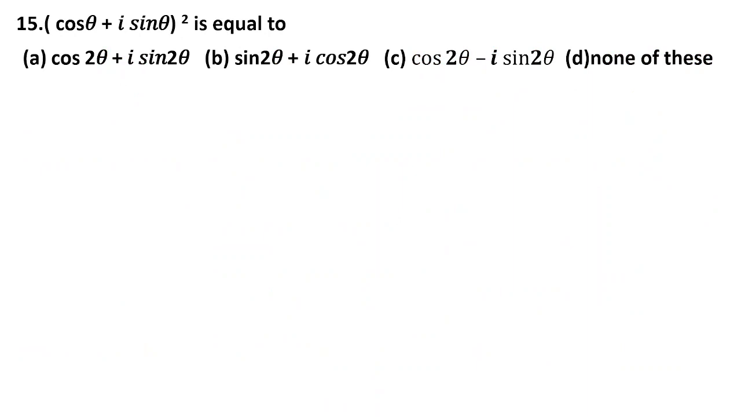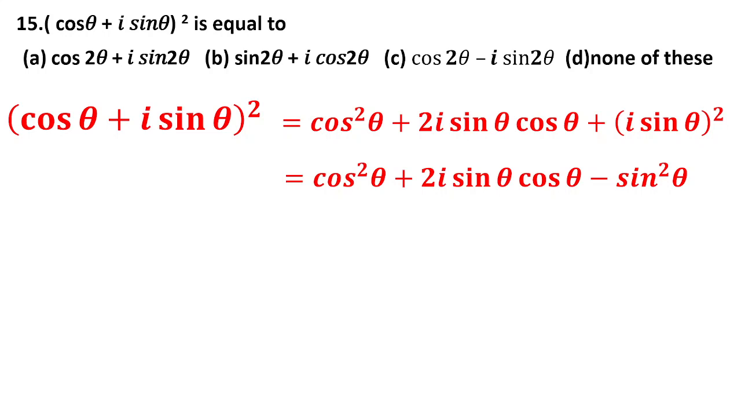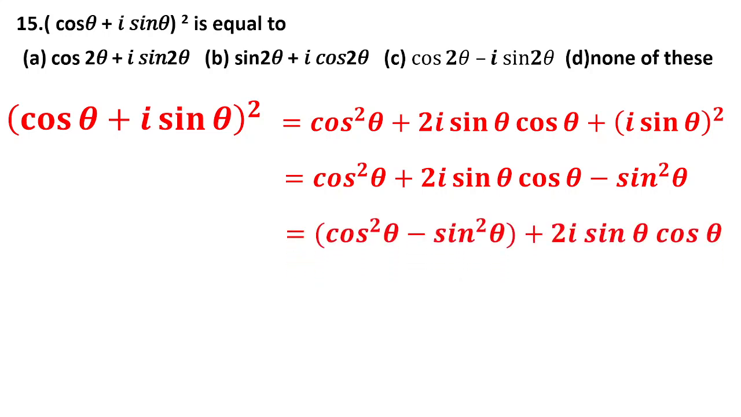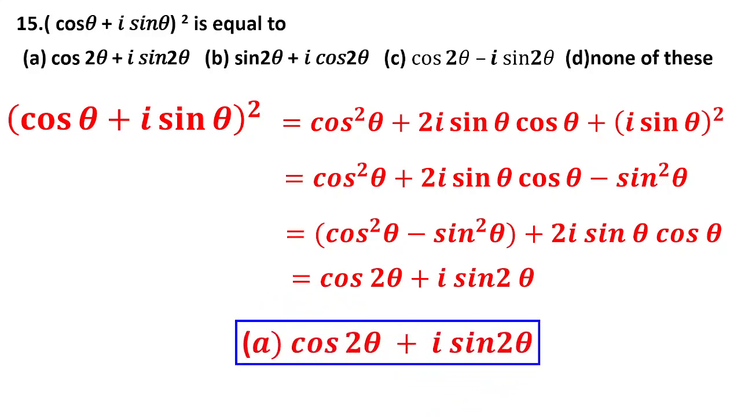Question 15. We have to expand cos theta plus i sin theta whole square. Let us make use of the formula of a plus b whole square, a square plus 2ab plus b square. I square is minus 1. Cos square minus sin square, we are taking it as the real part, plus 2i into sin theta cos theta. From the multiple angle formula, cos square theta minus sin square theta is cos 2 theta. Therefore, the answer is A, cos 2 theta plus i sin 2 theta.